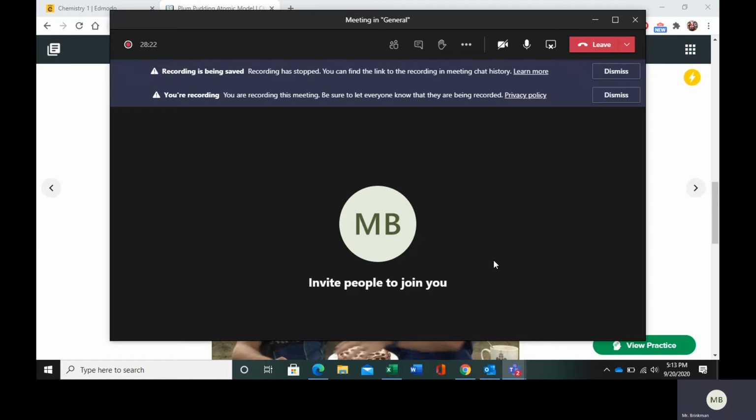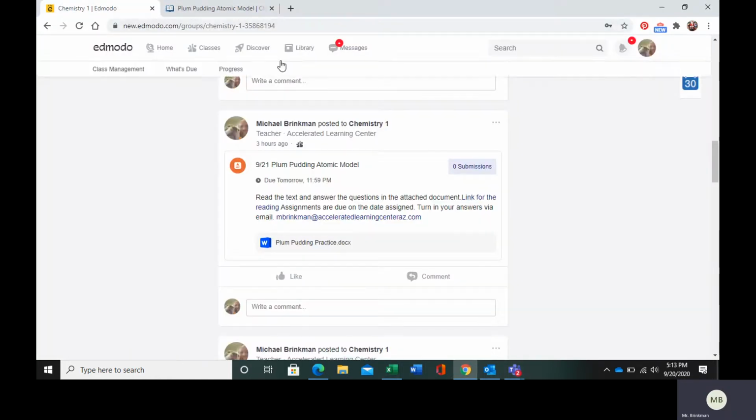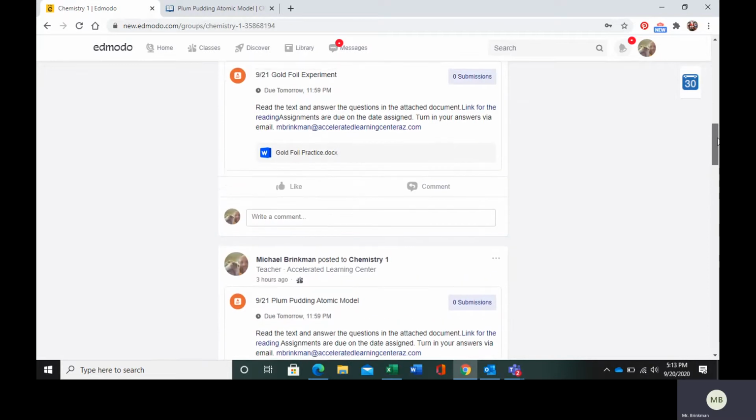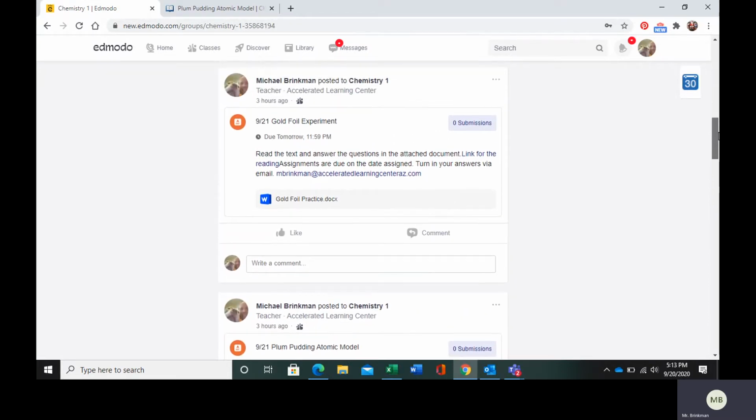Hello everybody. So today we are going to be learning about another model of the atom, but mostly we're going to be learning about the experiment that helped make this model.